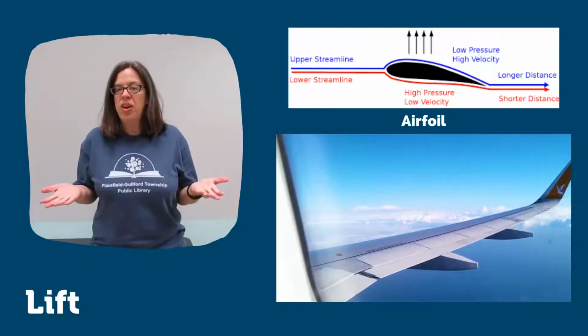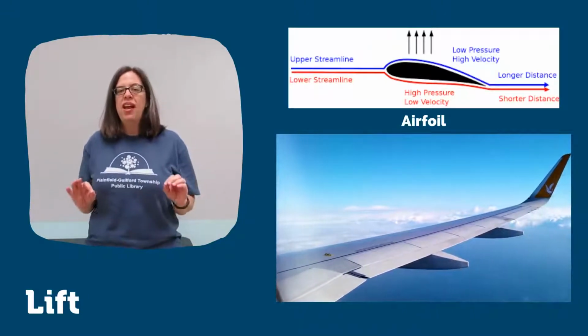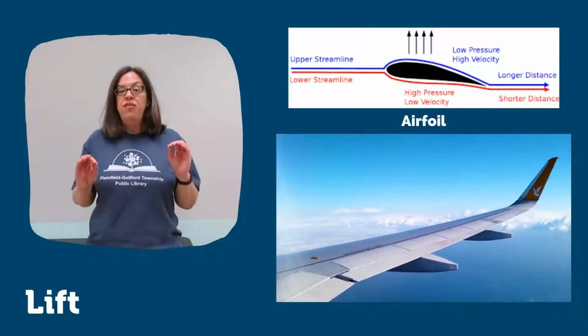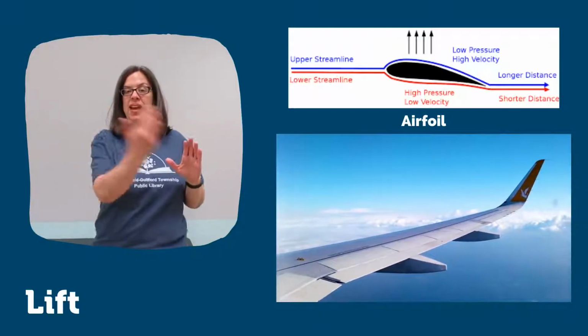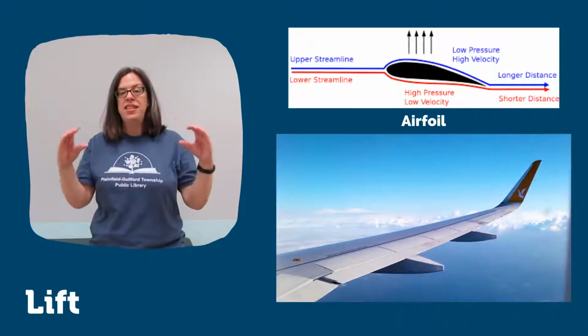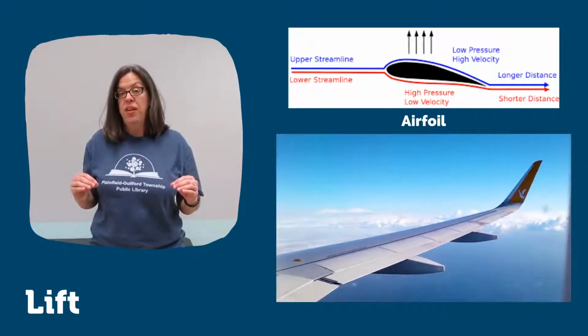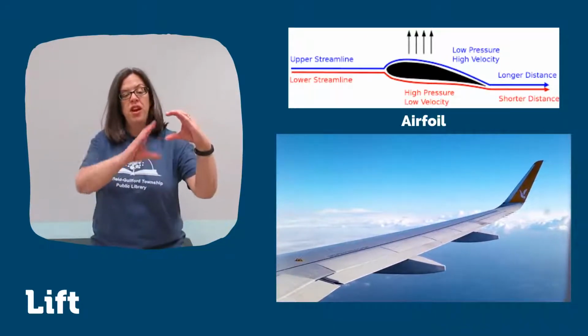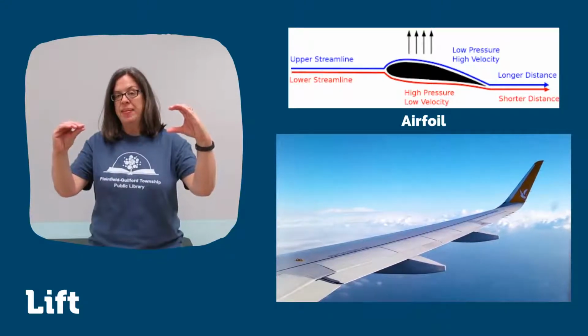So how does lift work? It's kind of complicated, but I'll try to give you the simple version. If you were to take an airplane wing and cut through the side of it, you would end up with a very distinctive shape called an airfoil. An airfoil is curved in the front, but pointed in the back.